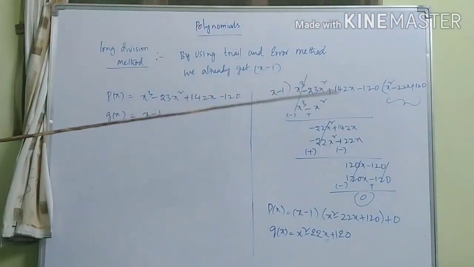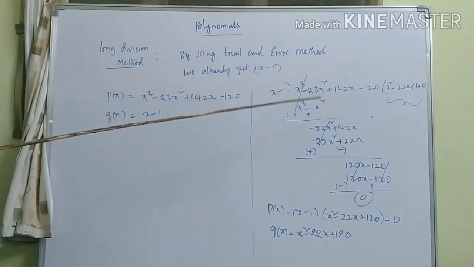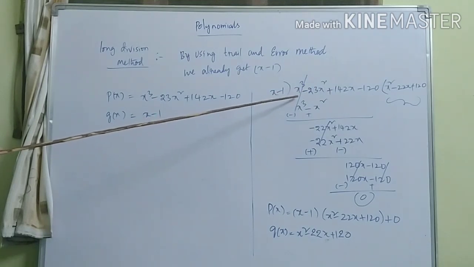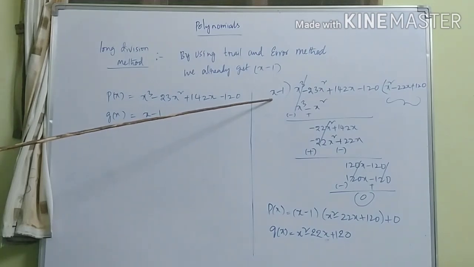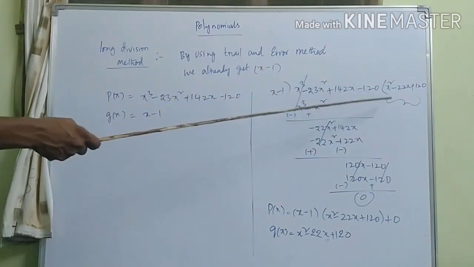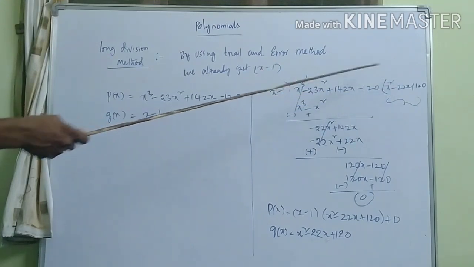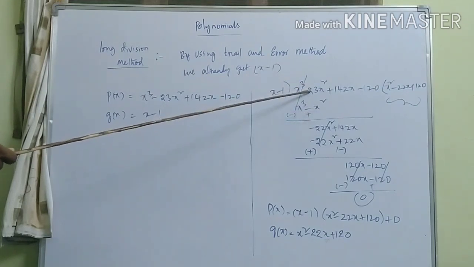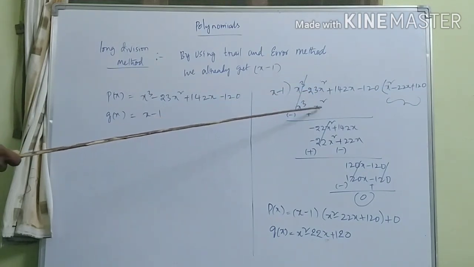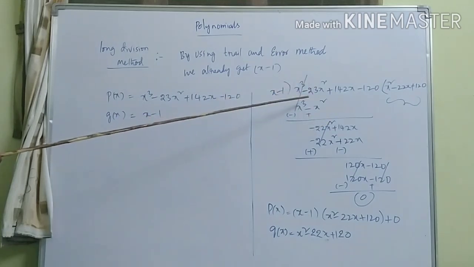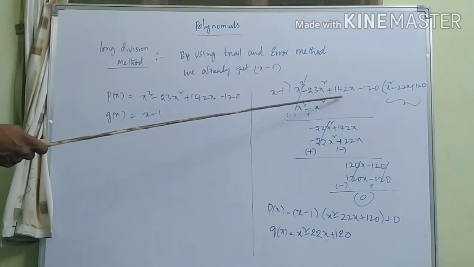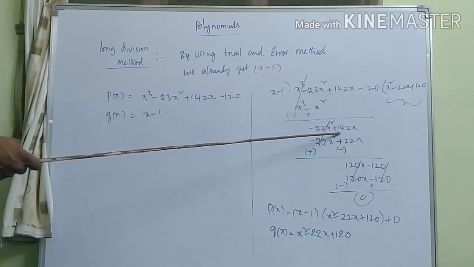Generally we know this method. First we have to divide the polynomial's first term by the divisor's first term, that is x cube by x. The result is x square. Multiply this x square with x minus 1. The result is x cube minus x square. So minus 23x square minus x square. After subtraction, x cube cancels and the result is minus 22x square. So bring down the 142x.